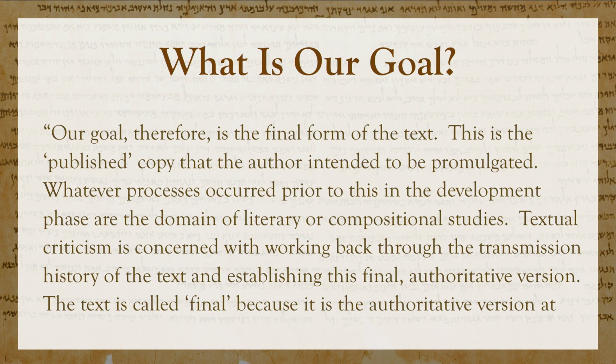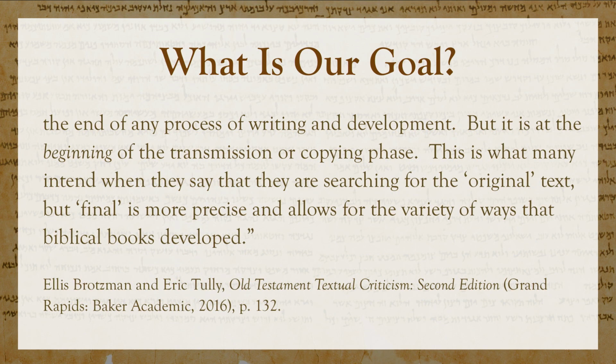The text is called final because it is the authoritative version at the end of any process of writing and development, but it is at the beginning of the transmission or copying phase. This is what many intend when they say that they are searching for the original text, but final is more precise and allows for the variety of ways that biblical books developed. So take, for example, the book of Psalms. The book of Psalms has 150 psalms in it.